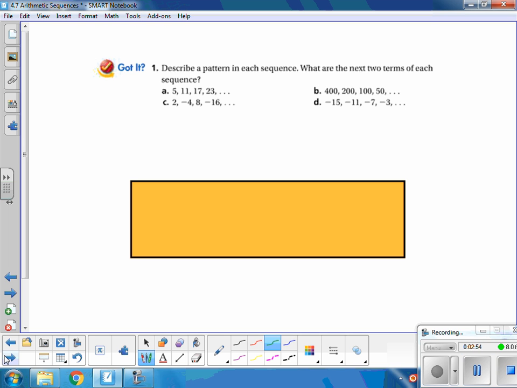I would like you now to look at each one of these, A, B, C, and D, and I want you to describe the pattern of each sequence and what the next two terms are. So first, identify it as an arithmetic sequence, and then use the pattern you found. Press pause and work it out.